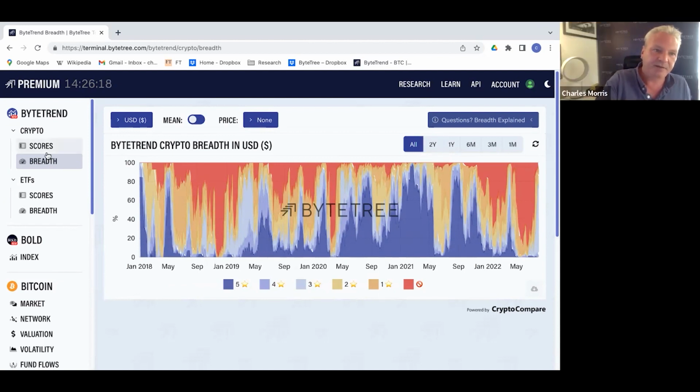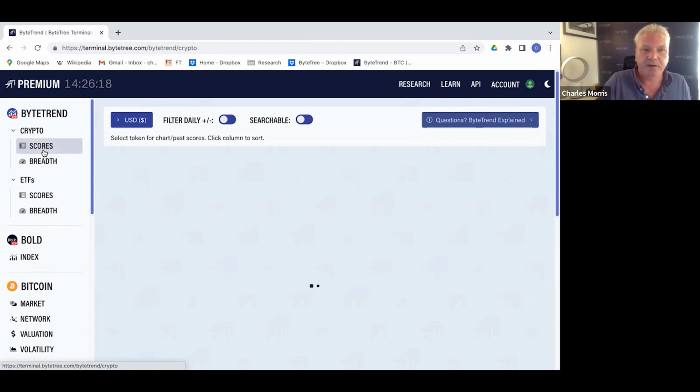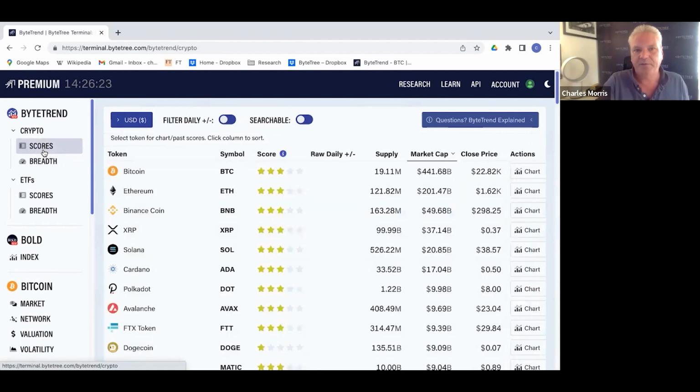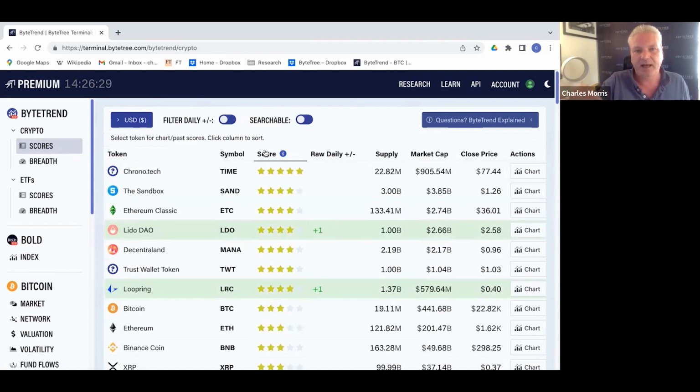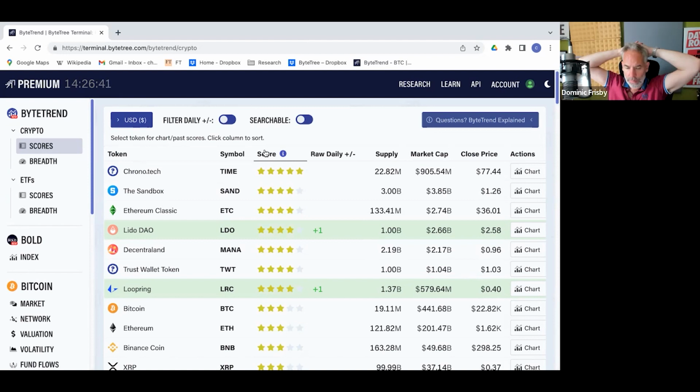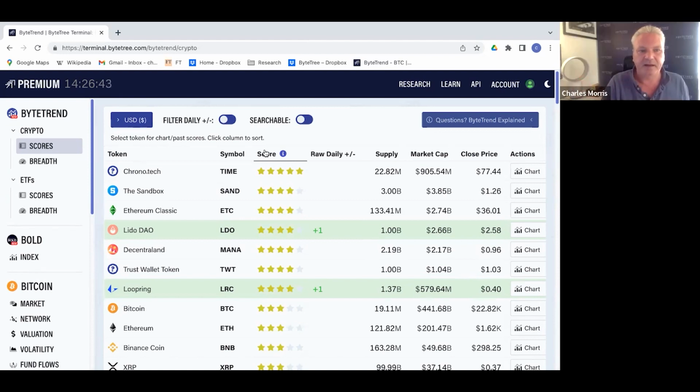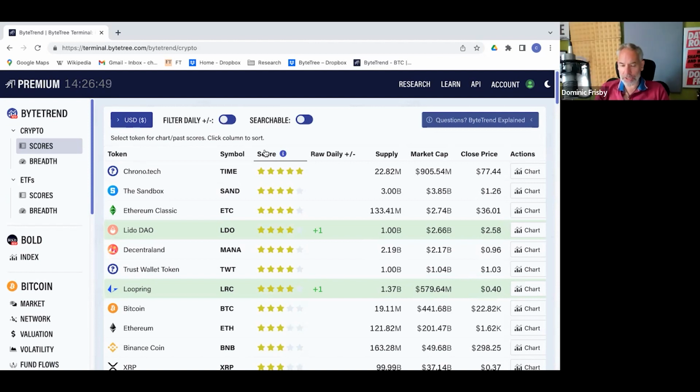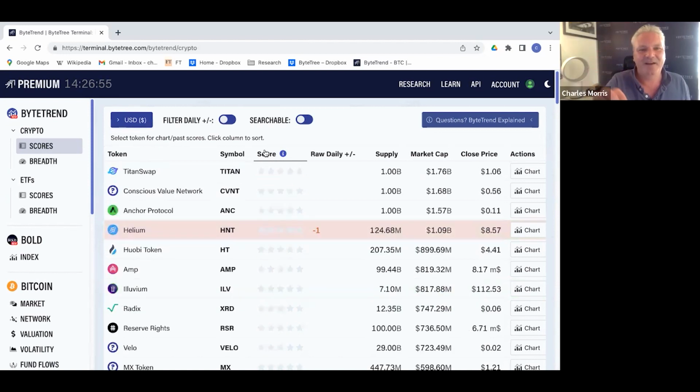I'm going to go back a stage because you just made a good point. In dollar terms, and this is all about the screening, a moment ago they were sorted by market cap, but they're now sorted by trend. So there's one 5-star trend in crypto, and that's Chronotech. That would be something dodgy, but don't worry about that. Yeah, I have no idea what it is. Sands 4-star, Ethereum Classic, Lido DAO, these sort of things are 4-star. Bitcoin's 3, Ethereum, Binance 3. Oh, I'm pleased about Decentraland. My daughter's got some Decentraland. And then I'll flick it the other way, and these are all the 0-stars. These are the things that are not doing well.